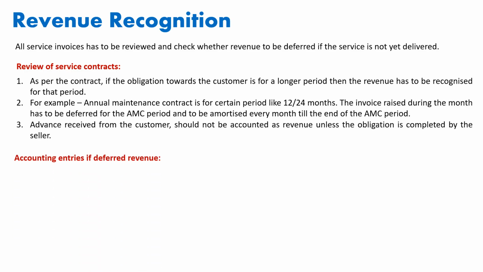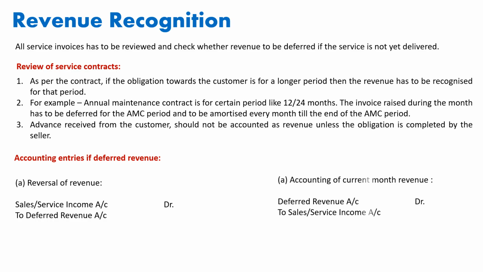Now, accounting entries for deferred revenue. Okay, so what accounting entries are you going to do? The first entry is that you completely reverse the amount you have booked today for the complete invoice, right? So what is the entry you're going to post now? Sales, or you can say service income account, debited to deferred revenue, right? So whatever revenue you have booked today in the books, you are deferring it completely, right?